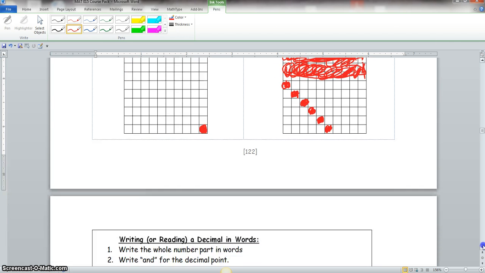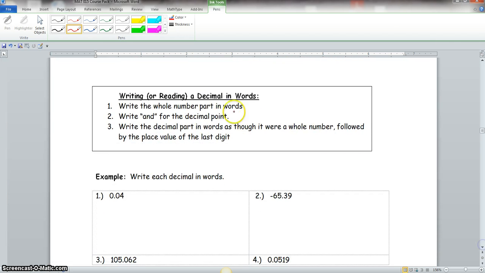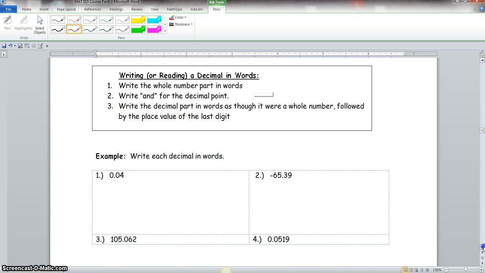Now, we scroll down here. It says writing or reading a decimal in words. Write the whole number part in words. Write "and" for the decimal point. Write the decimal part in words as though it were a whole number, followed by the place value of the last digit. Okay, let's take a look here.